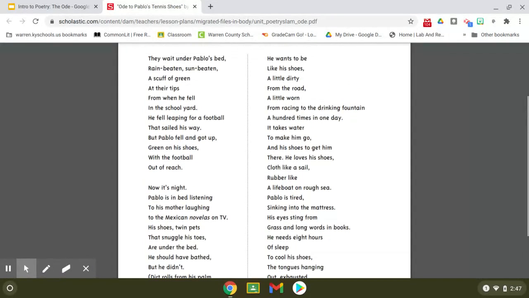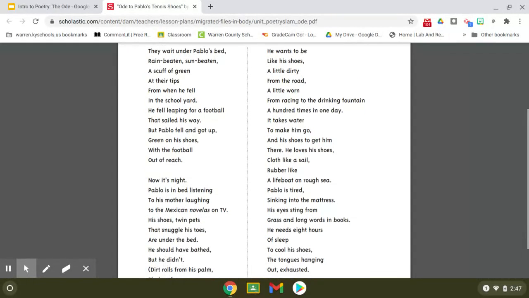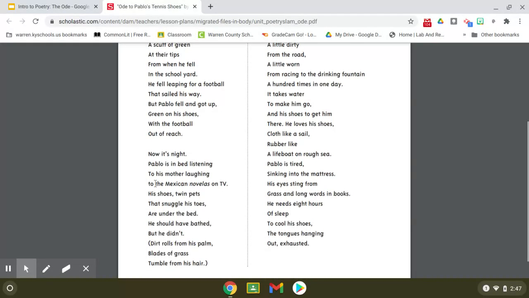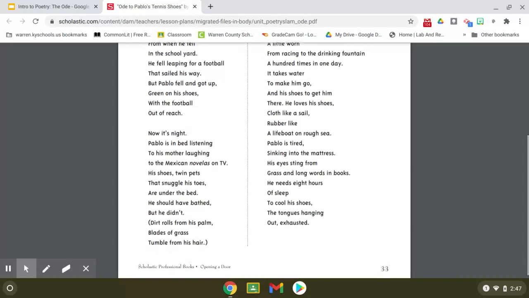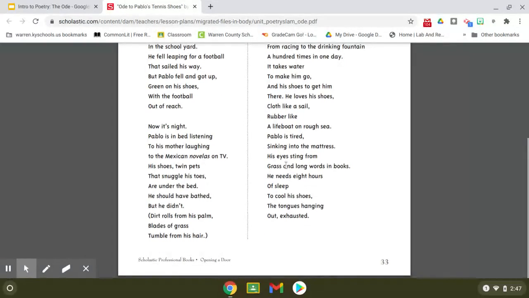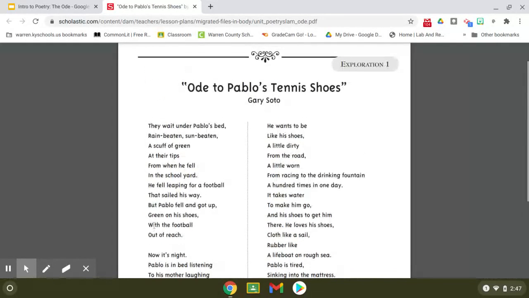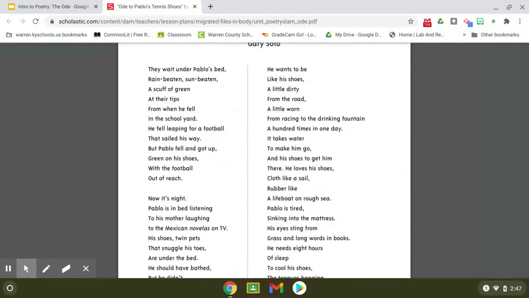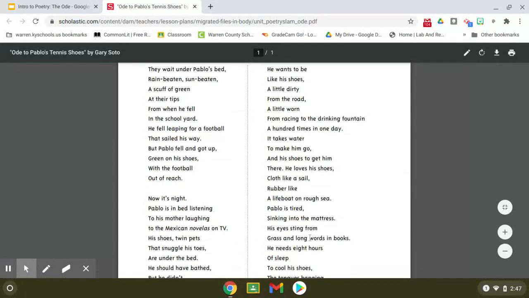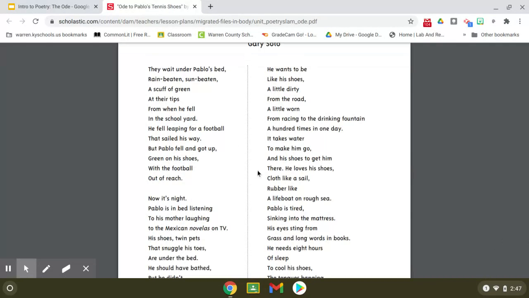So there's a lot of imagery here. We can really see this kid. We can hear his mother laughing. We can visualize him, the dirt rolls from his palms, blades of grass from his hair. So there's a lot of great imagery in this poem, and there's personification and similes as well.